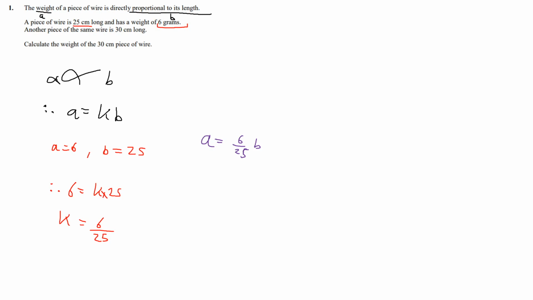Now, we need to find the weight when the length is 30 centimeters. So, when B equals 30, A is going to equal 6 over 25 times 30. Okay? And so when we do that, we get an answer of 7.2 centimeters. And that is our final answer.